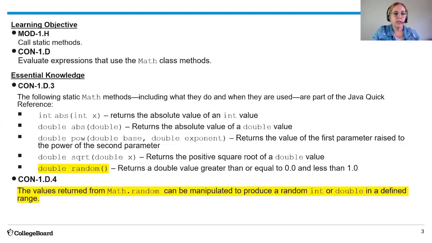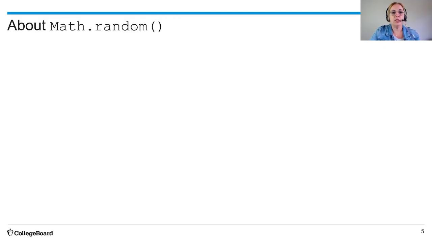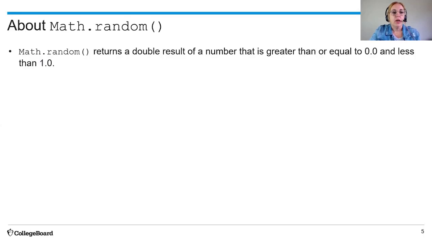And we've looked at the things you see here: absolute value, power of, and square root. In this video, we're going to camp out only on math.random and look at how it behaves, including using casting to produce an integer result instead of a double result. So let's look at some examples and look at a little bit about math.random first.